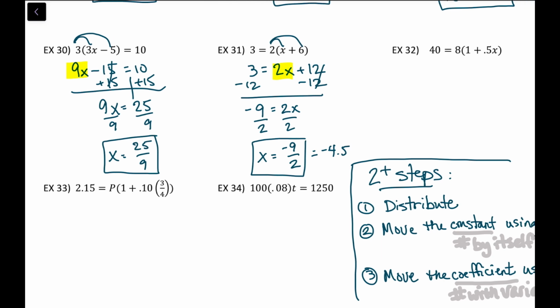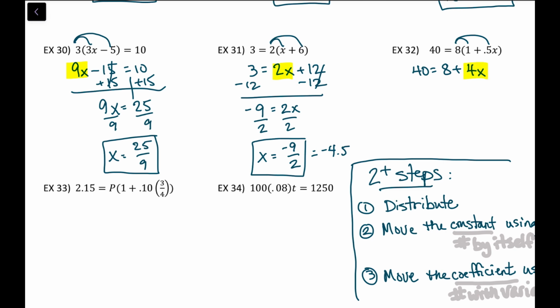All right, parentheses again, so we're distributing that 8. I'm going to keep the 40 equals. 8 times 1 is still 8. 8 times 0.5x, so 8 times 0.5. 0.5 is a half, so I'm thinking half of 8, so that's 4x. If you're not sure on that, go to your calculator.